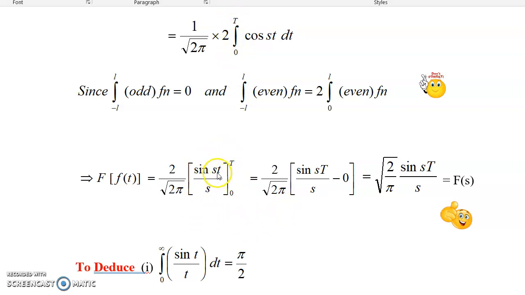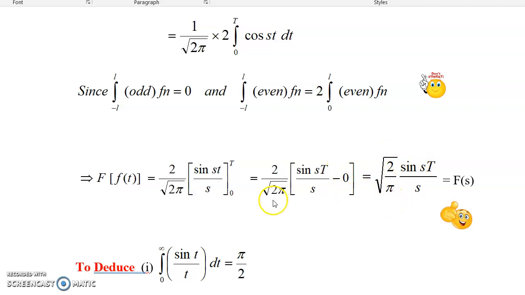What is the upper limit? In the place of t, I have to put capital T here. So sin s capital T by s. This is the upper limit minus lower limit. What is the lower limit? In the place of t, I have to put 0. So sin 0 is 0. So the lower limit will be 0 here.